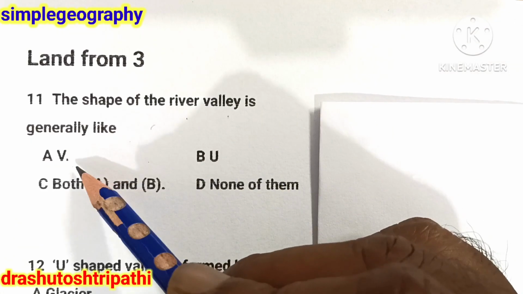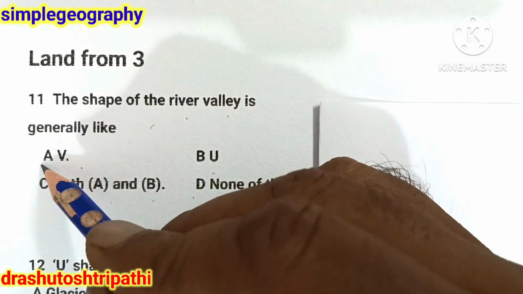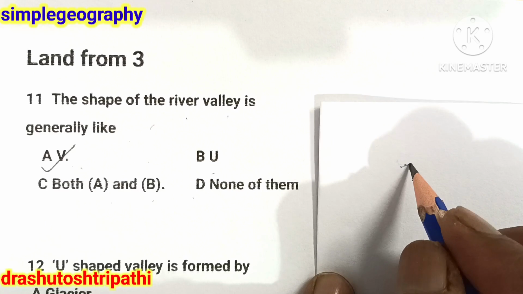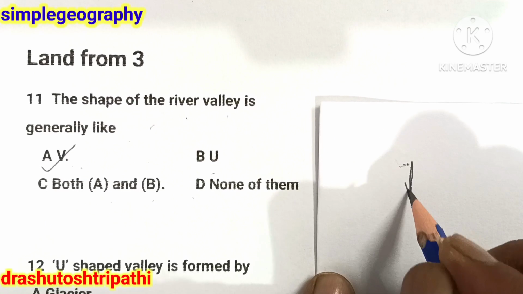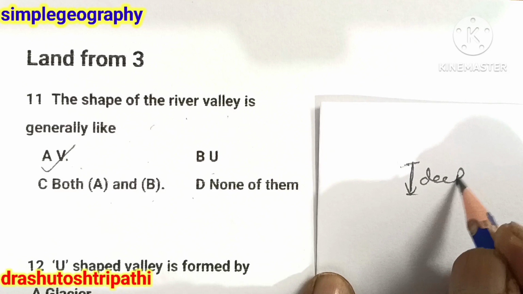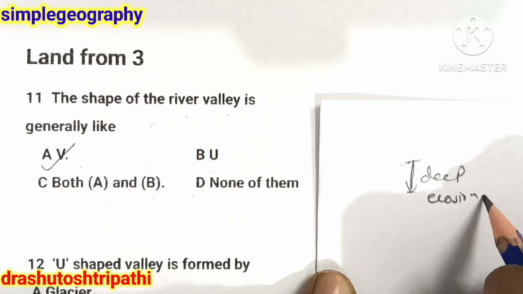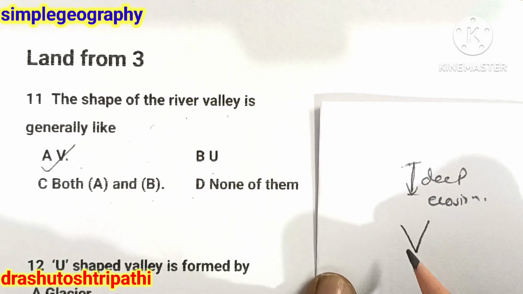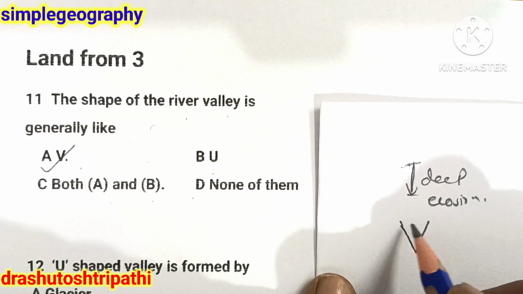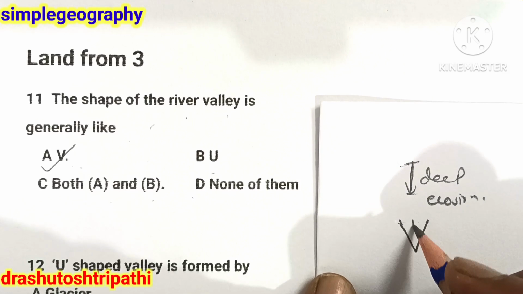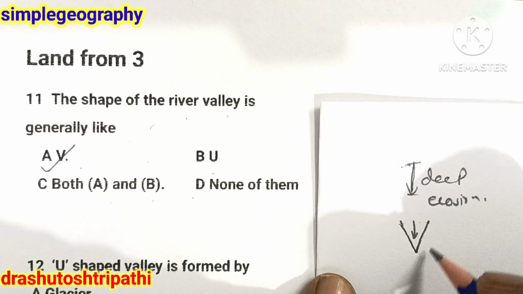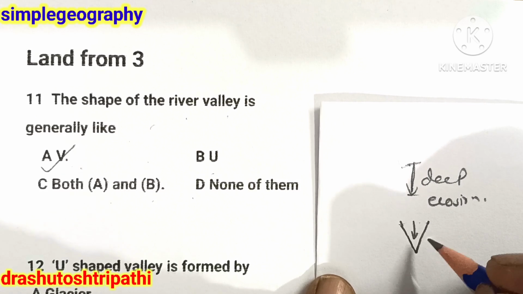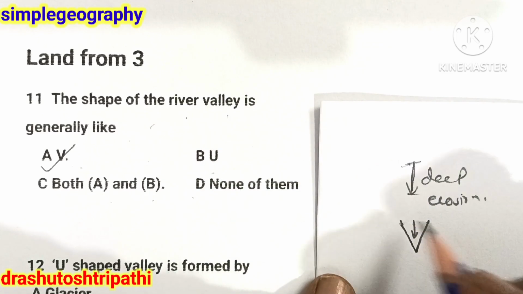Shape of river valley is generally like V shape, U shape, both A, B, or none of the answer. The answer is the V shape. How is it formed? When the river flows in the mountain area, at first it makes an I shape valley, with deep erosion. Later on, this I shape valley is converted into a V shape valley. Due to continuous deep erosion and widening of the sides, it makes a valley like a V shape. That is called V-shaped valley.